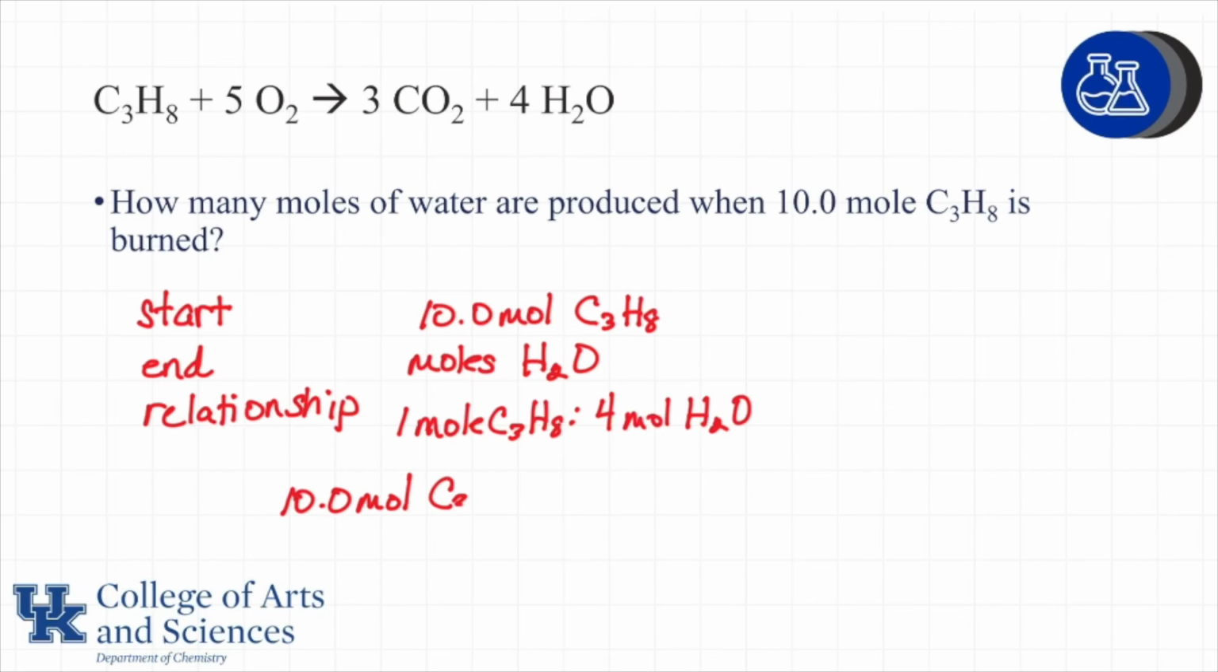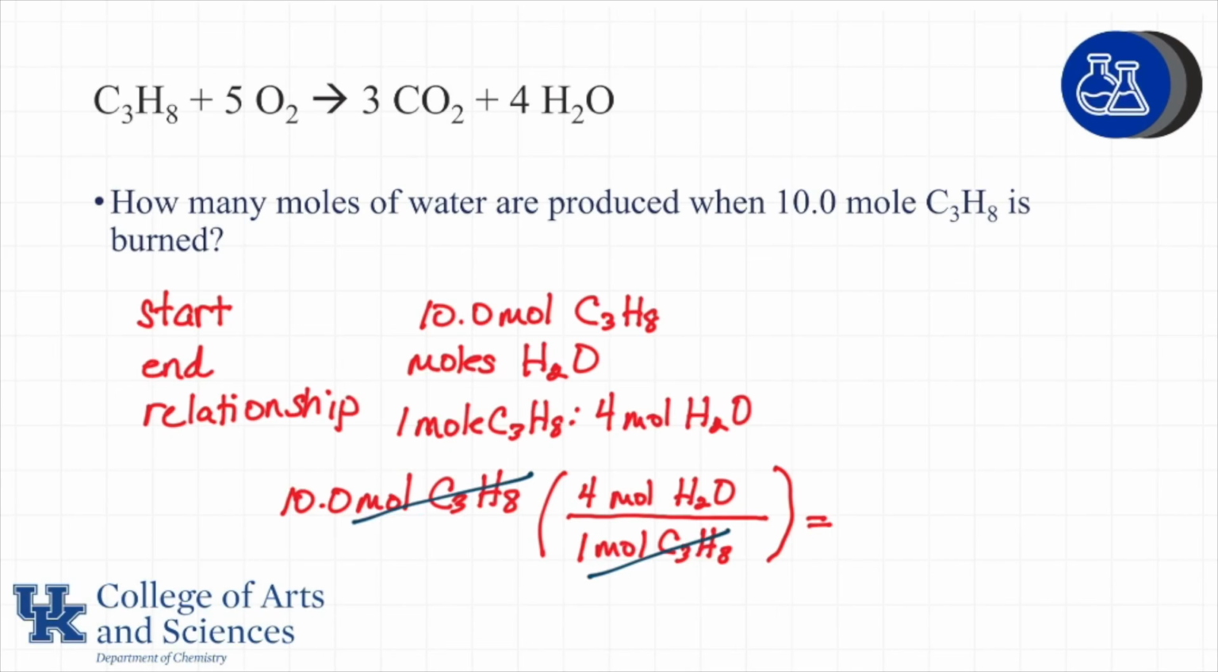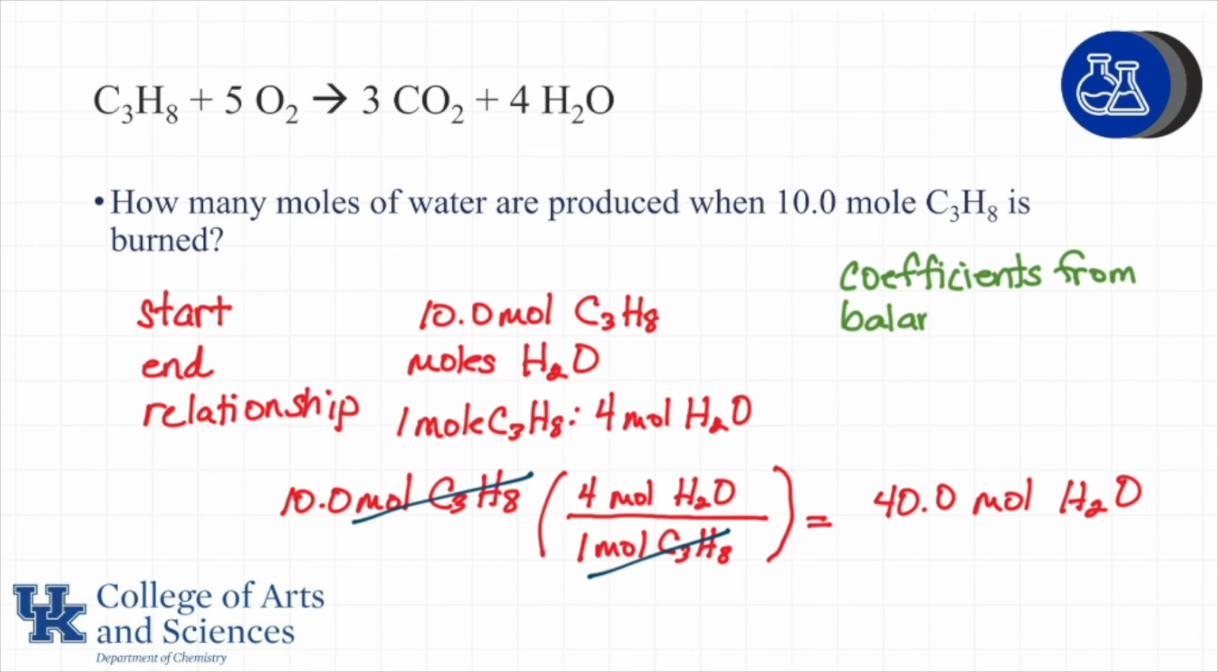We're going to start with the 10 moles of C3H8. In the denominator, I know that I have to have moles of C3H8, and I know that I have 1 mole of C3H8 to 4 moles of water. That's the mole-to-mole ratio that comes from our balanced chemical equation. Now I can cancel moles of C3H8, and when I do the math, I get 40 moles of H2O. Note that the coefficients from a balanced chemical equation are considered exact numbers, so they do not play a role in determining the correct number of sig figs.